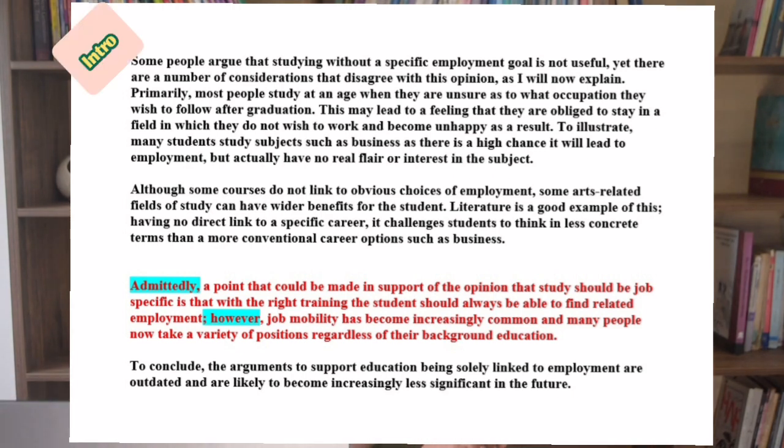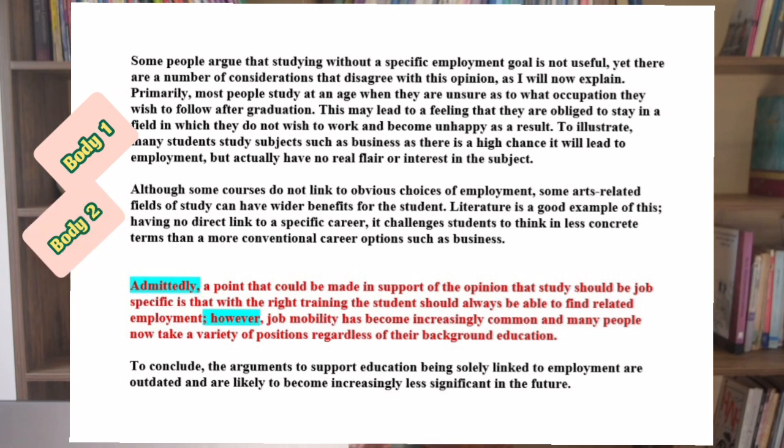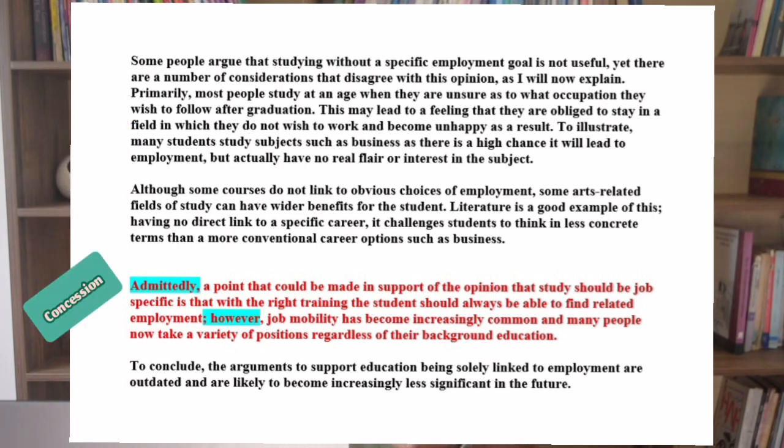But in the third body, the writer brings the opposing idea with a concession word, that is, admittedly. But the point here is that the writer has to finalize this paragraph with refutation. It means that the writer goes back and insists on his or her opinion. You can see that in the sentence starting with however.